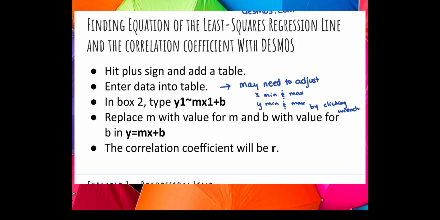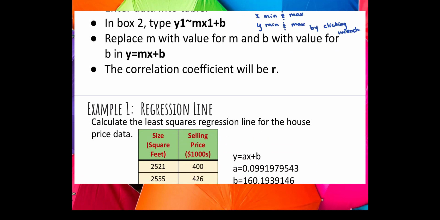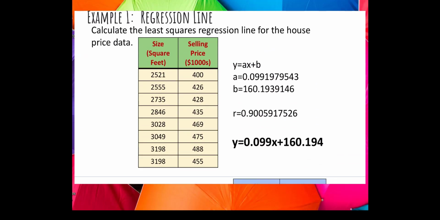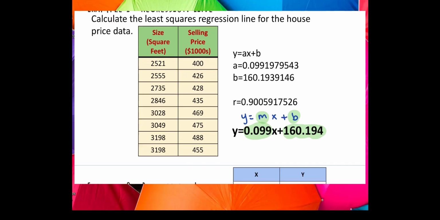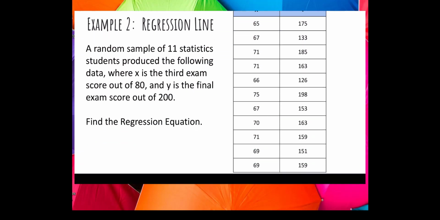And then, everything else is just typing in that y1 tilde mx1 plus b, and then filling in your m and b and identifying your r. And so again, we filled in y equals mx plus b. We filled in the m, which was 0.099 if you rounded to 3 decimal places, and we filled in b, which is 160.194 if you round to 3 decimal places. And that's it. That's how you find the regression equation and the correlation coefficient.